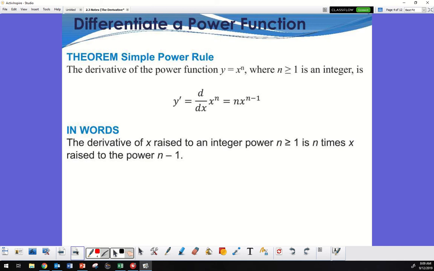But then, if you notice right here, whatever that number is starting out goes in front. So if it was a 2, the 2 goes out front, and then I take 1 away from my exponent. That's super basic English.